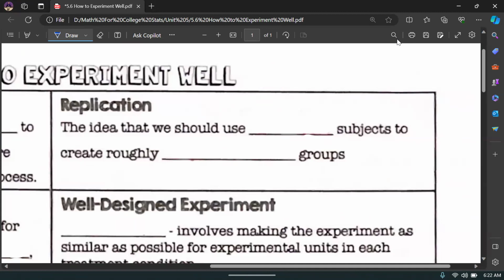Replication, the idea that we should use enough subjects to create roughly equivalent groups.